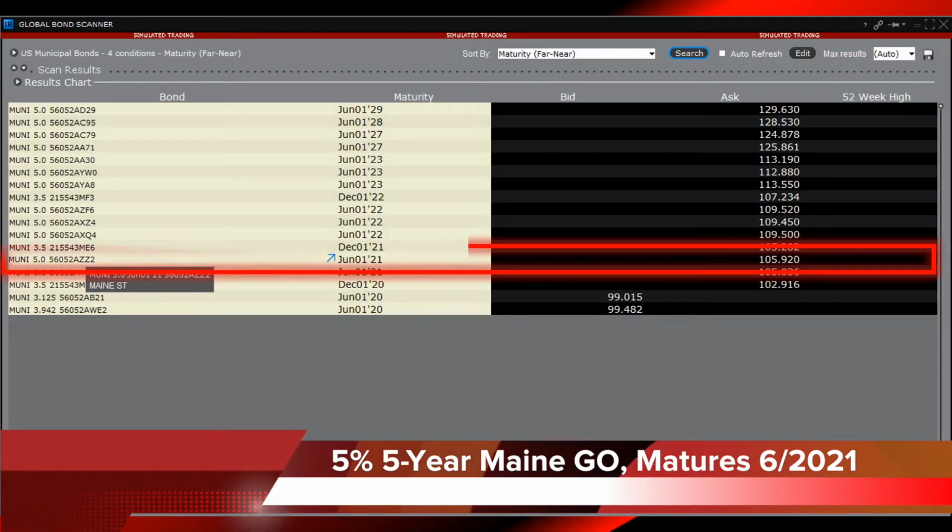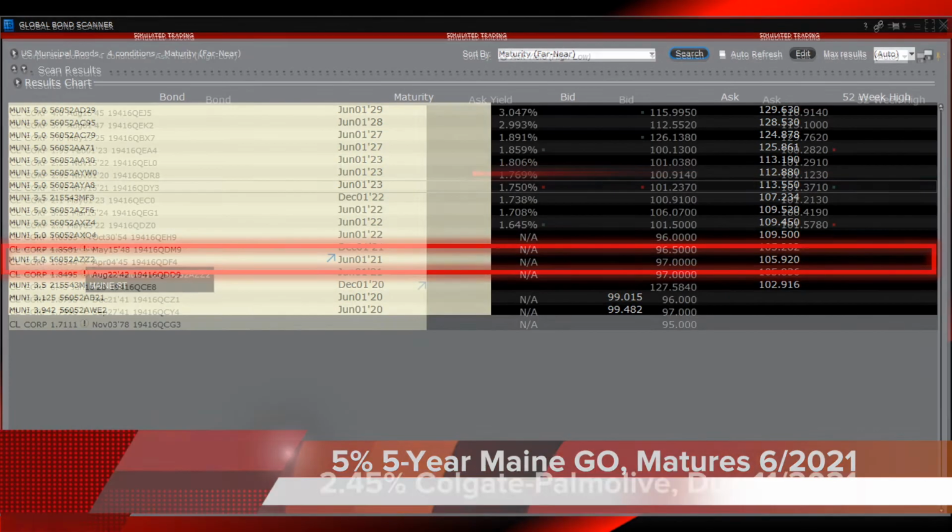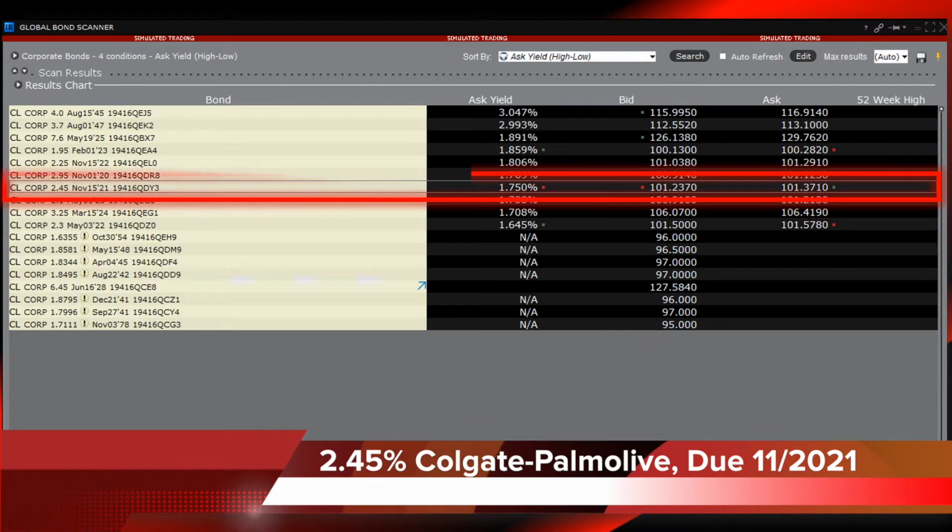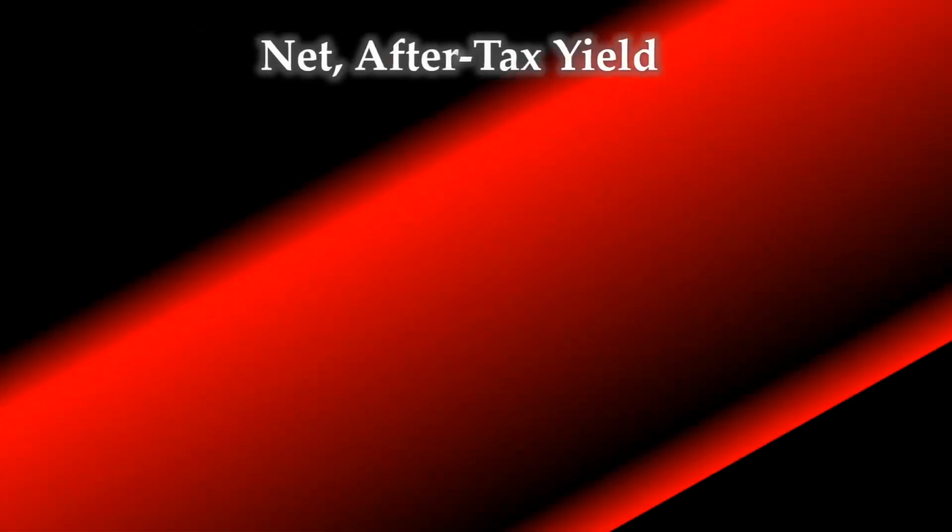Let's take the Maine GO we looked at earlier and compare it to a similar maturity Colgate-Palmolive bond. And for simplicity, let's compare both at par. Let's also say, for illustration purposes, that your tax bracket is 22%.